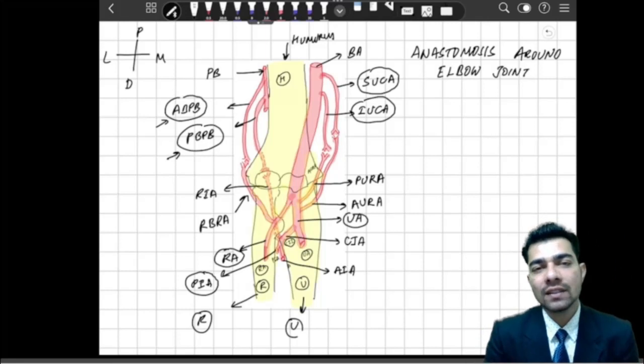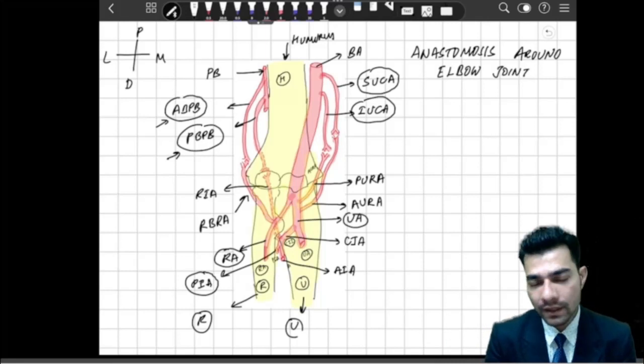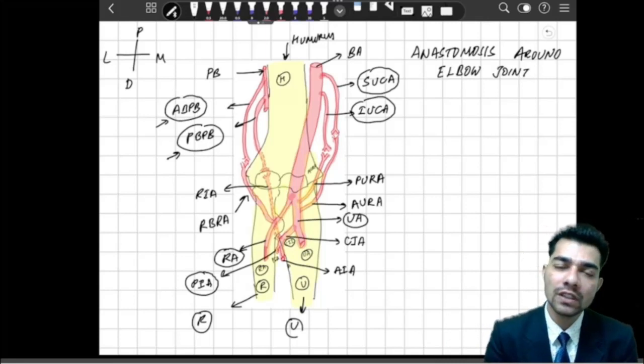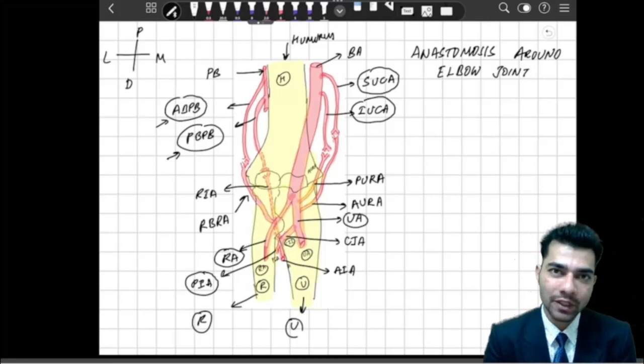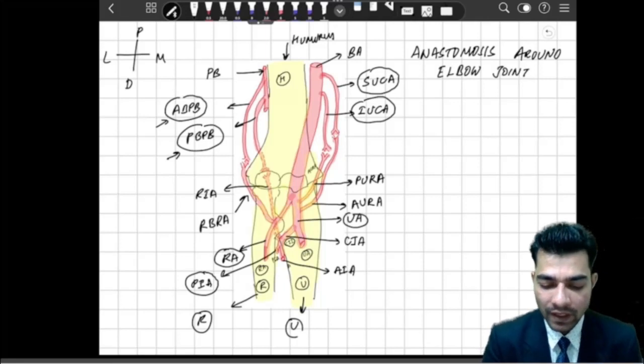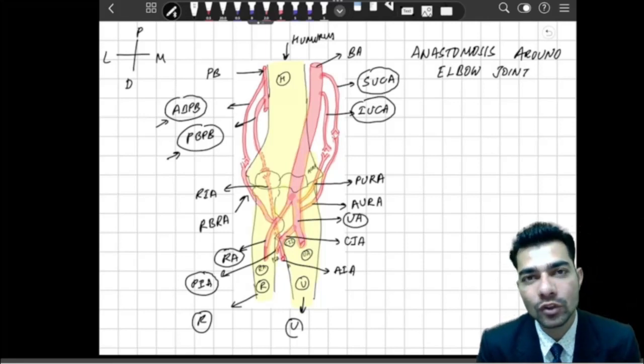These are the main longitudinally arranged branches which anastomose around the elbow joint. Other than this, multiple horizontal anastomoses also occur between these branches ventrally and dorsally respectively. So in a small schematic way, this is the arterial anastomosis around the elbow joint.